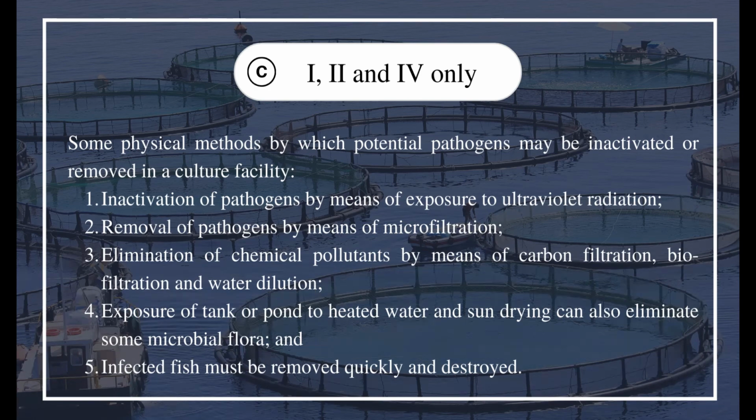Some physical methods by which potential pathogens may be inactivated or removed in a culture facility: inactivation of pathogens by means of exposure to ultraviolet radiation; removal of pathogens by means of microfiltration; elimination of chemical pollutants by means of carbon filtration, biofiltration, and water dilution. Exposure of tank or pond to heated water or sun drying can also eliminate some microbial flora, and infected fish must be removed quickly and destroyed.